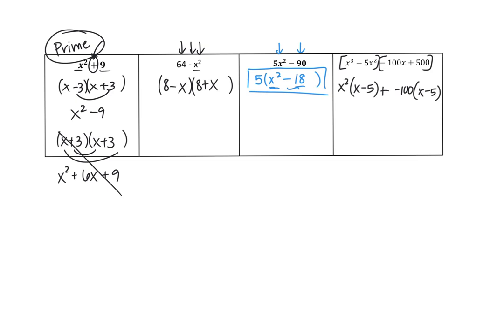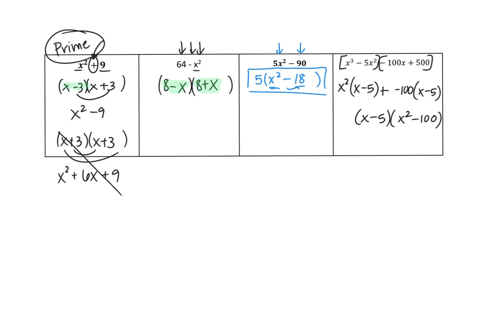And then, ooh, this is a tricky one. I end up with x minus 5 times x squared minus 100. Okay, this one is super important. So now, hopefully, you should always check inside here. So, like if I go back to here, 8 minus x and 8 plus x, there's nothing else I can do to that.